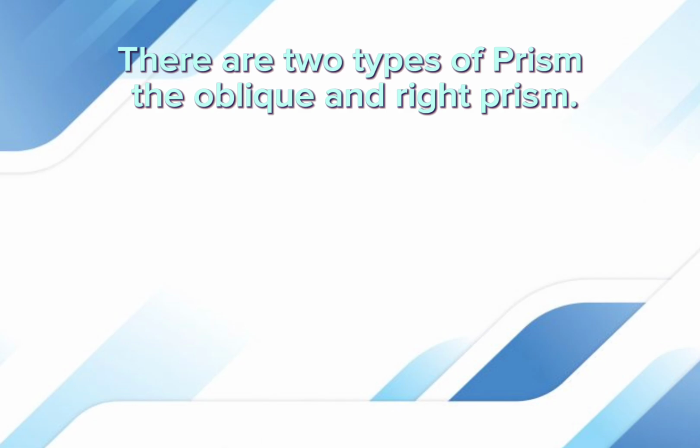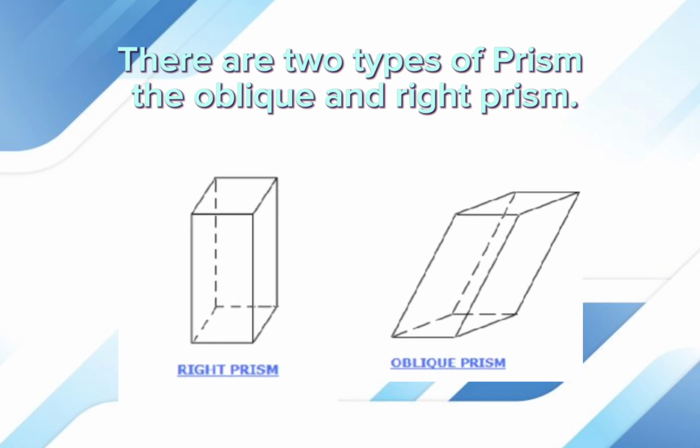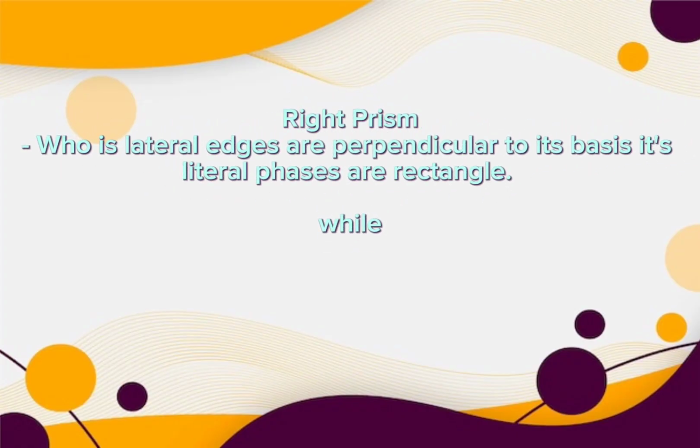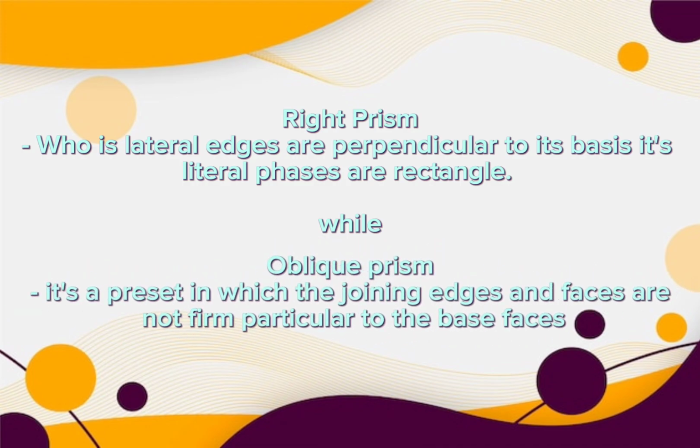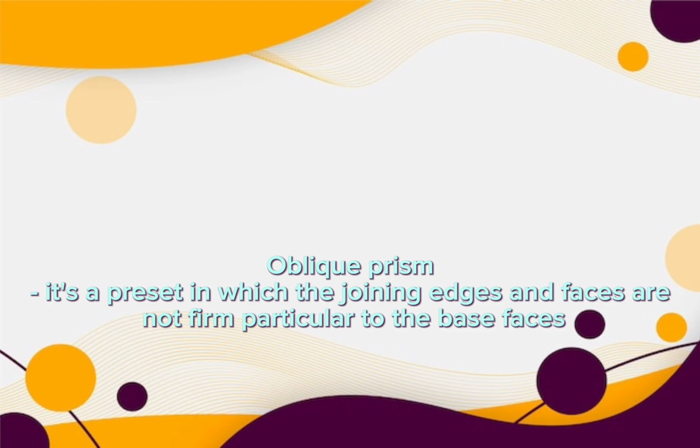There are two types of prism, the oblique and the right prism. A right prism has lateral edges perpendicular to its bases. Its lateral faces are rectangles. Also, a right prism has its faces and joining edges perpendicular to the base faces. While an oblique prism is a prism in which the joining edges and faces are not perpendicular to the base faces. Additionally, it has parallelogram side faces.